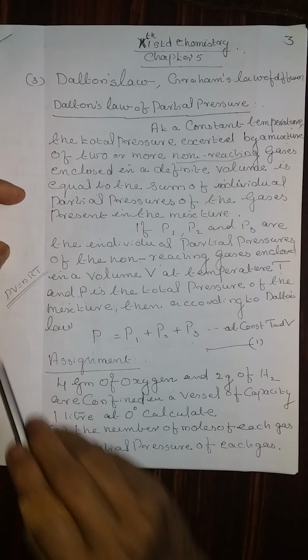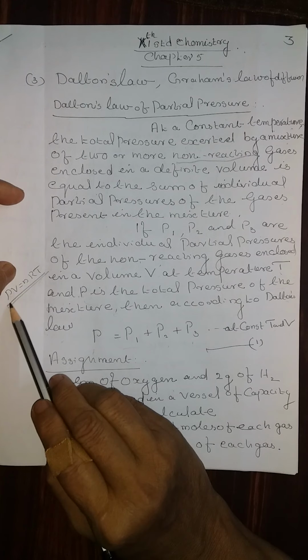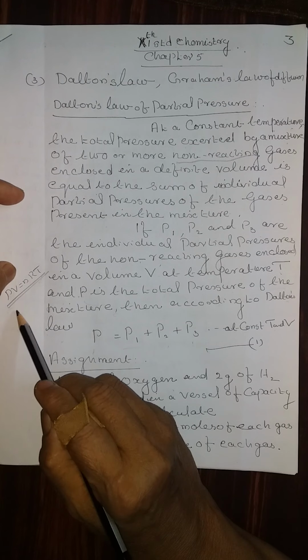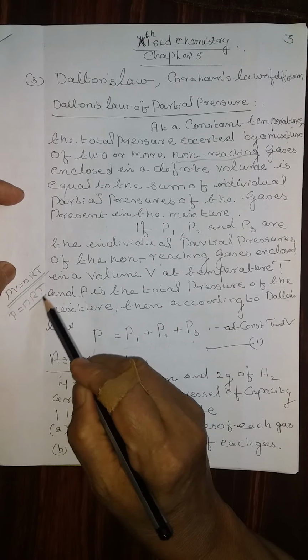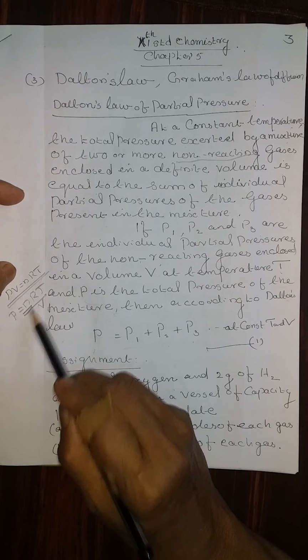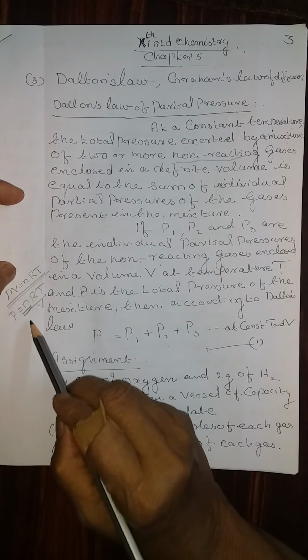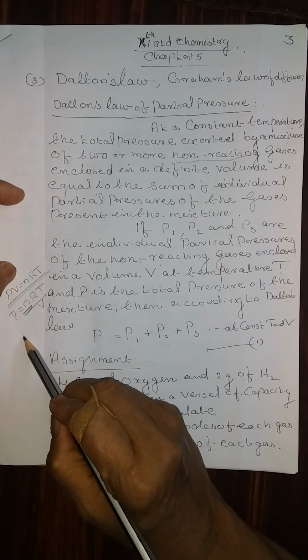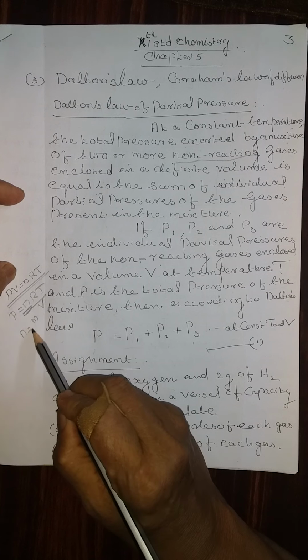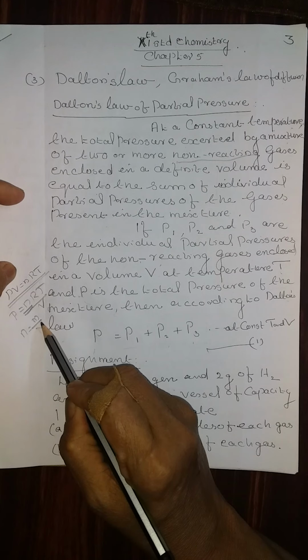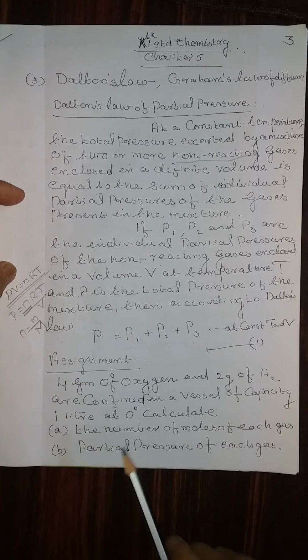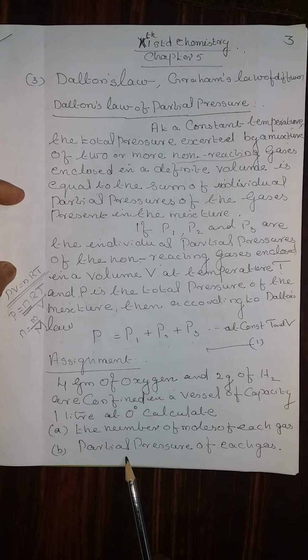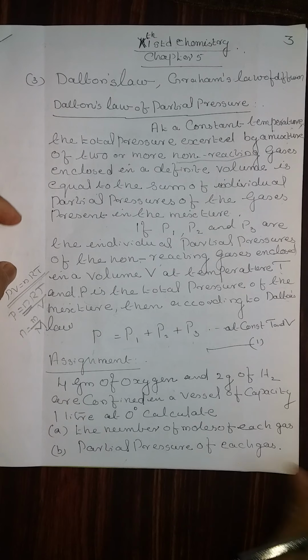Individual pressures are calculated using the formula PV = nRT, so the pressure is equal to nRT by V, where n represents the number of moles. The number of moles is normally calculated by mass of the substance divided by molecular mass. These are the calculations to be used for solving the problem, and an assignment is given here. Therefore, please do it and send the answers.